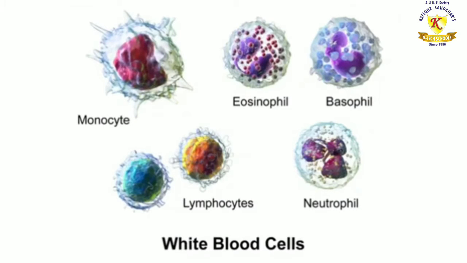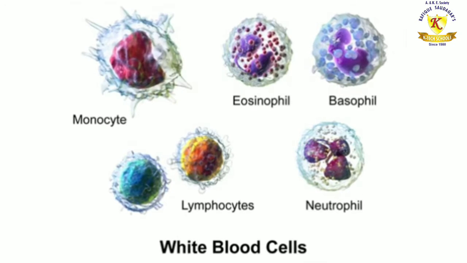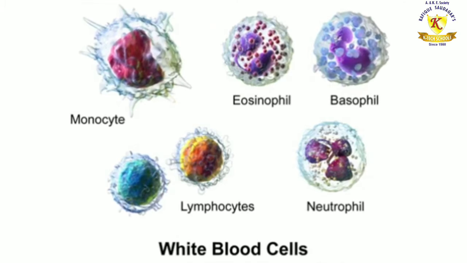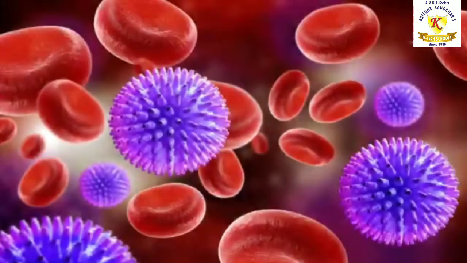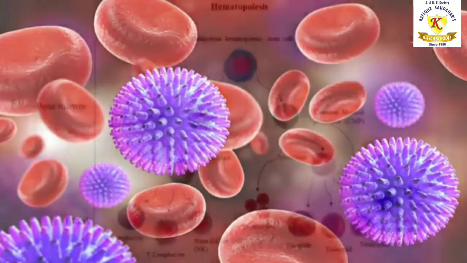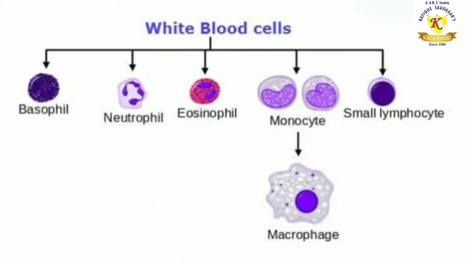Now let us study white blood cells. White blood cells are also called leukocytes, and these are the cells of the immune system that are involved in the protection of the body against infectious diseases. All white blood cells contain nuclei and are derived from hematopoietic stem cells in the bone marrow. WBCs are divided into 5 main types.